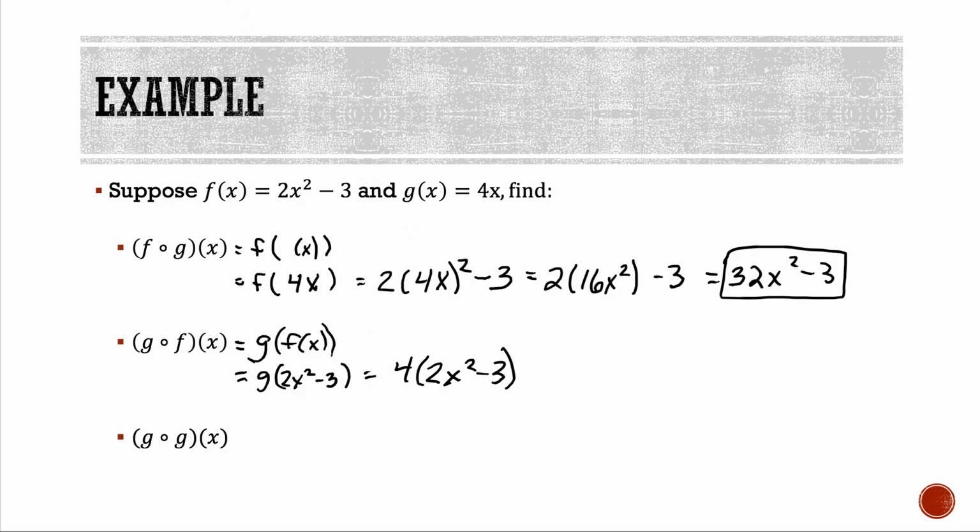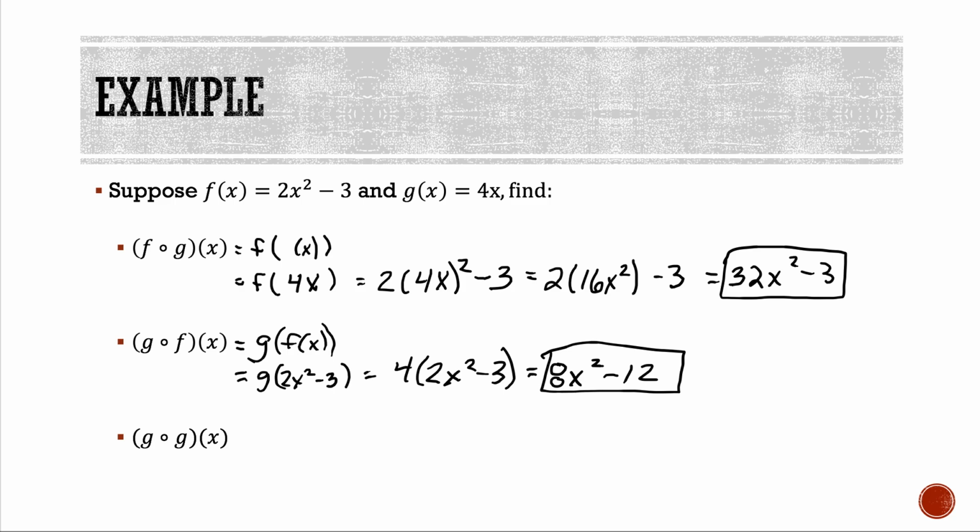And then again, we just need to simplify. So we'll distribute that 4. 4 times 2 is 8x squared. 4 times 3 is 12. So we'll have 8x squared minus 12.